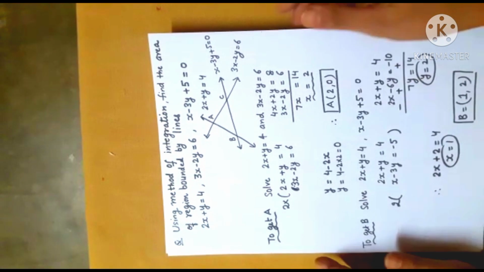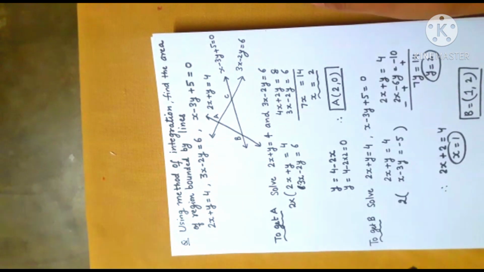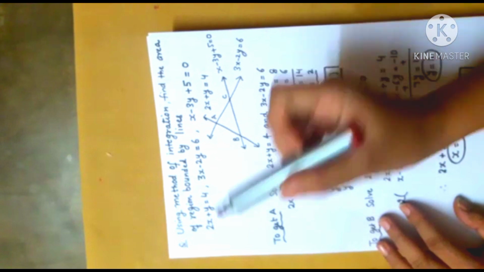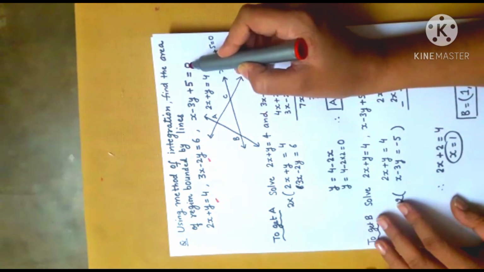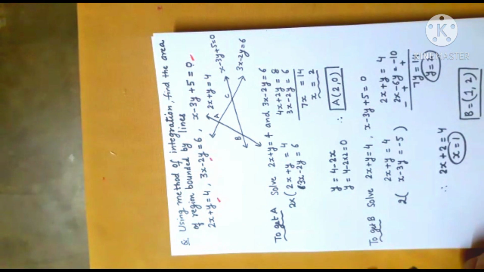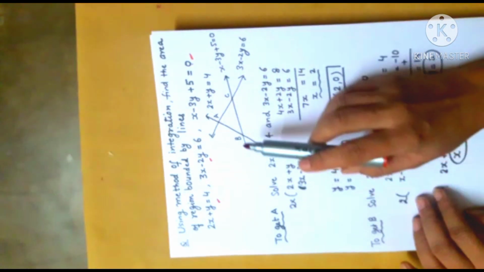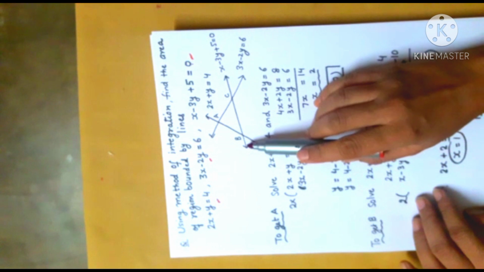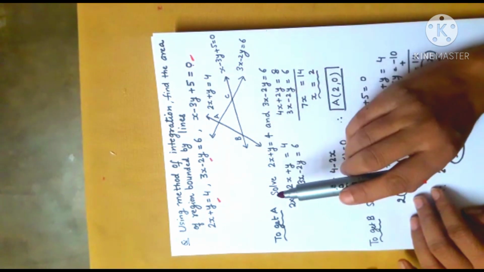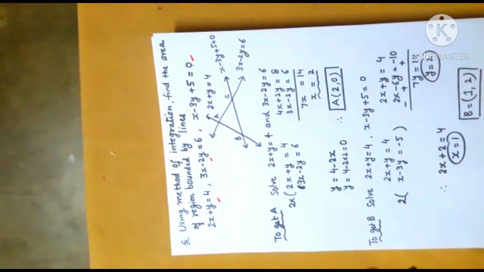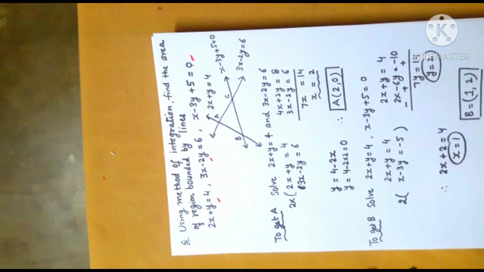Next question is, using method of integration, find the area of the region bounded by these three lines. Right? So let this be the first line, this be the second line, and this be the third line. So area bounded by these three lines will be triangle ABC, right? Now first we need to find the vertices of the triangle.